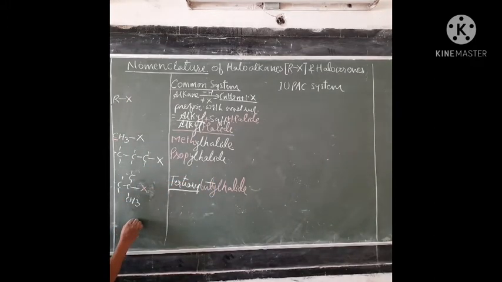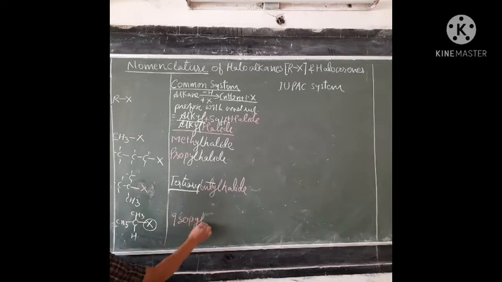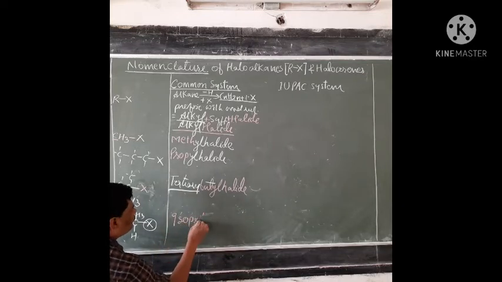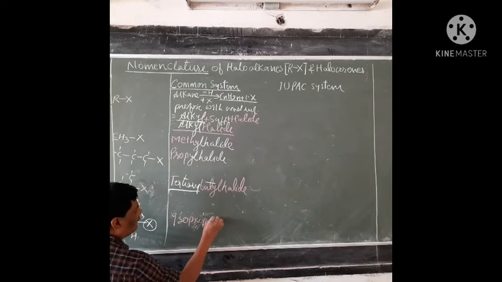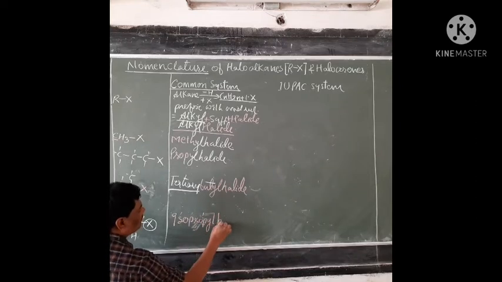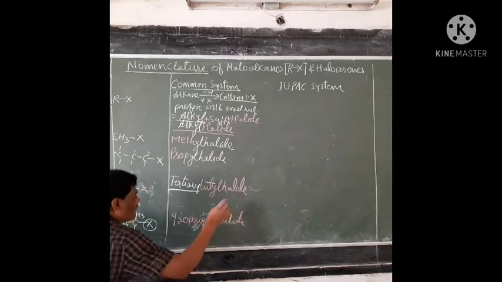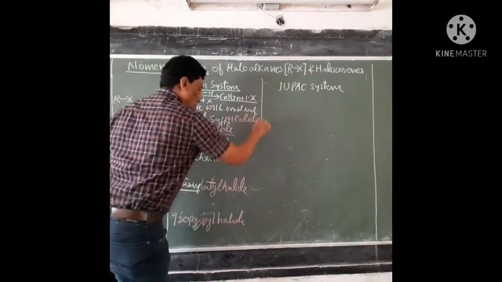If I write C and X, there is H, or say CH3, this is CH3 and this is H. Now the halogen is attached with the carbon, which is what? Secondary carbon. Therefore for the secondary carbon the prefix given is iso, and 1, 2, 3, therefore propyl. Isopropyl and halide. So isopropyl halide. This is the common system of nomenclature.